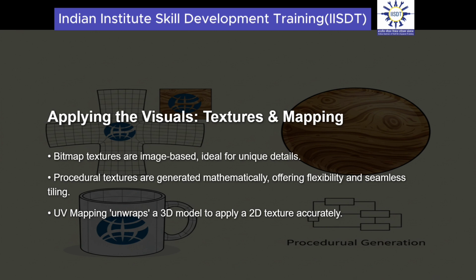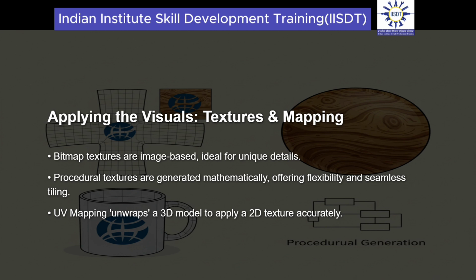This method is fantastic for highly specific or unique details like a logo on a t-shirt or the cover of a book. The second category is procedural textures. These are not based on images, instead, they are generated using mathematical algorithms. This makes them incredibly powerful. They can be generated at any resolution without losing quality, they can be tiled infinitely without any visible seams, and their parameters can be easily tweaked to create endless variations. They are perfect for patterns like wood, marble, noise, and other organic surfaces.